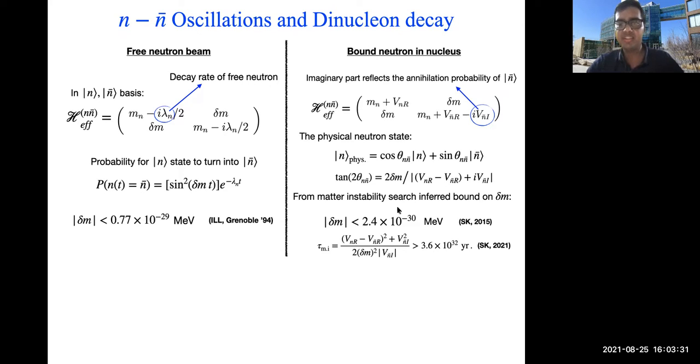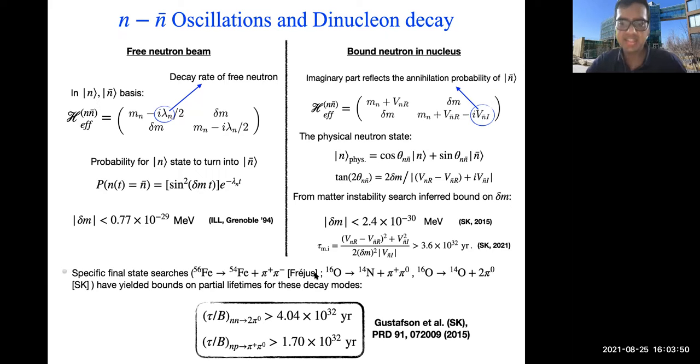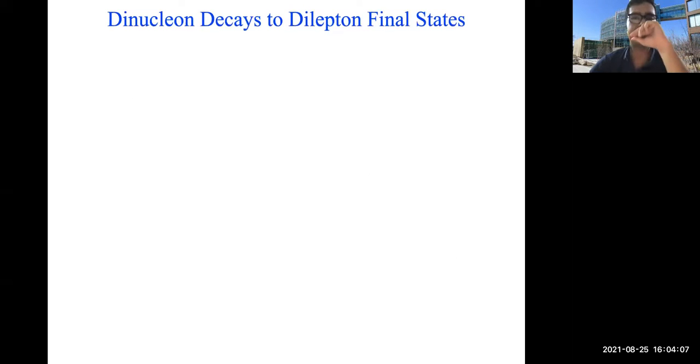From these matter instability searches, Super Kamiokande inferred a bound on delta m, which is this, and they updated the bound by a factor of 2 or so in recent years. These nuclear effects have been calculated by many people, including our own Josh Barrow. Specific final state searches have yielded bounds on the partial lifetimes for n-nbar going to a specific final state. We'll now show, as in the previous case, that using bounds on this, we can infer bounds on n-nbar to dilepton final states.